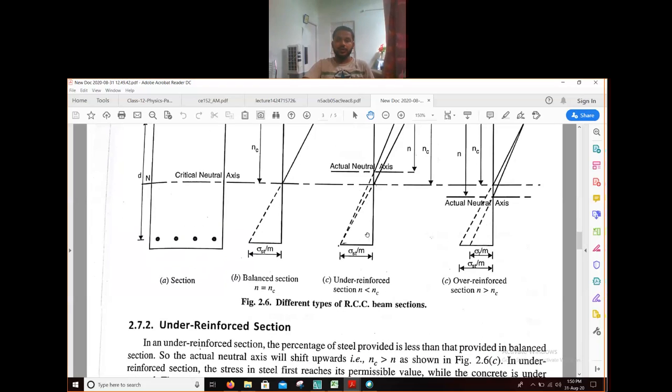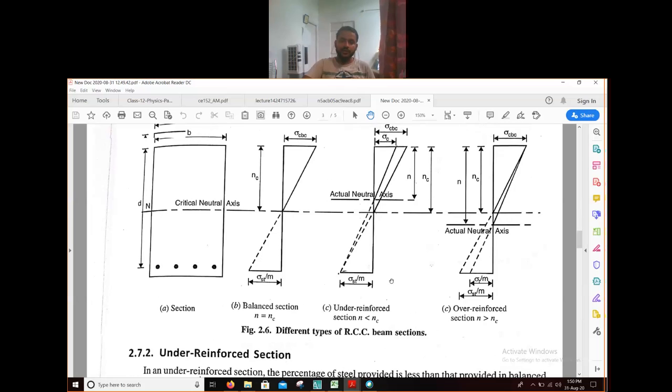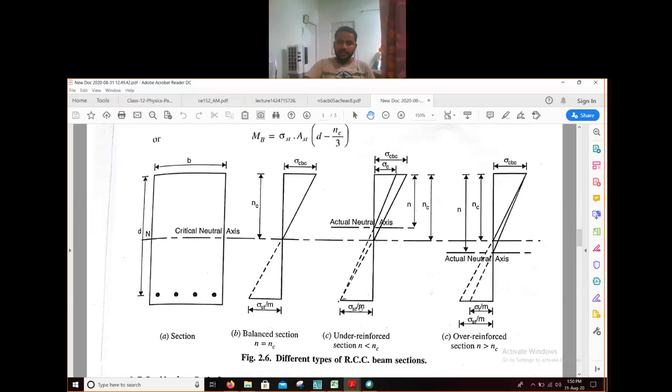Okay. So in that case, what will happen? Our steel will fail first. Since we are providing less amount of steel than balance section, steel will fail first. So you can see that when stress in steel is sigma st, that means maximum stress, at that time stress in concrete will not be sigma cbc, it will be sigma cm. That means this value is less than sigma cbc.